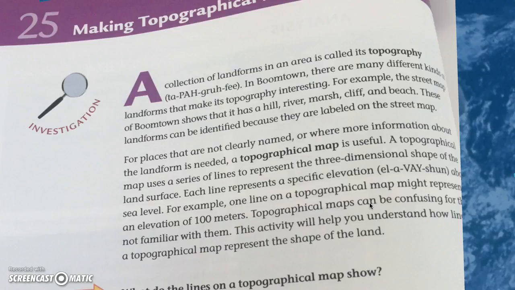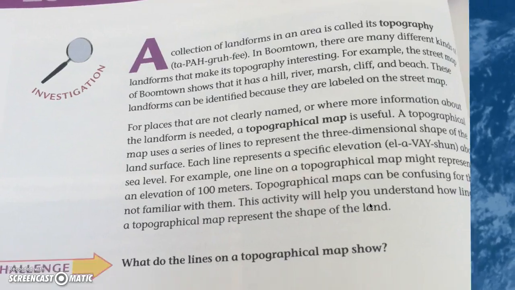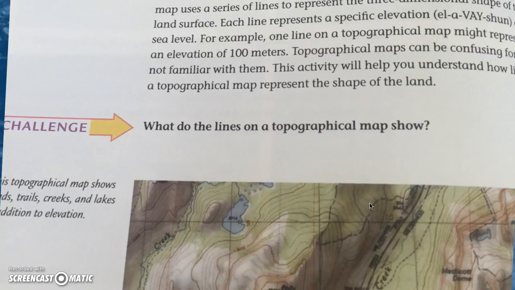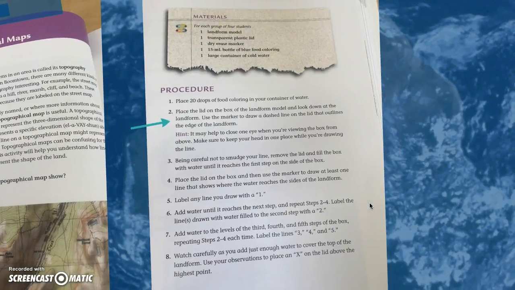If they say, I don't remember, have them go back online and read the introduction paragraph. That might give you good insight into what they were actually doing. The challenge question is the driving question for the activity: what do lines on the topographical map show? And so this is the activity we're going to run.